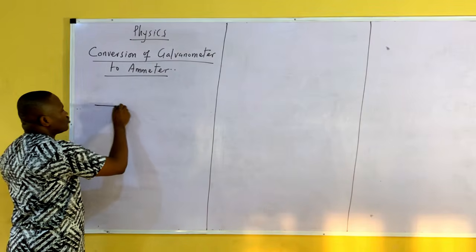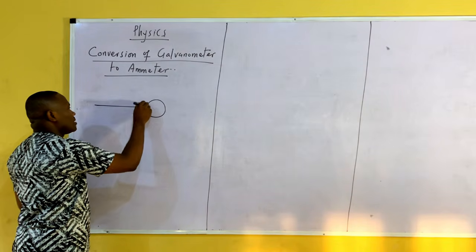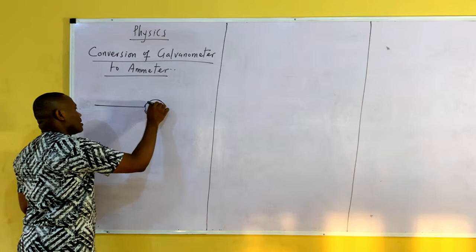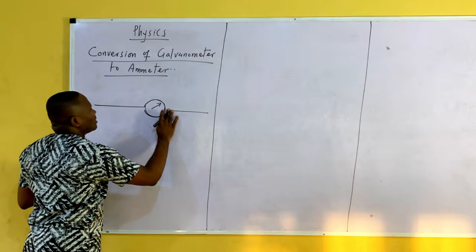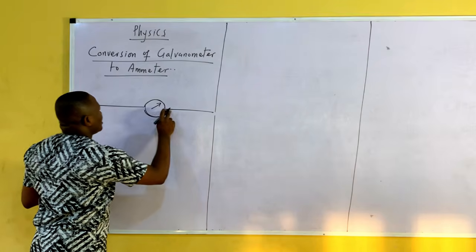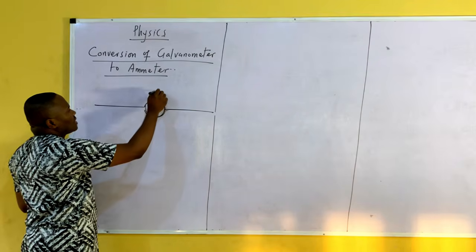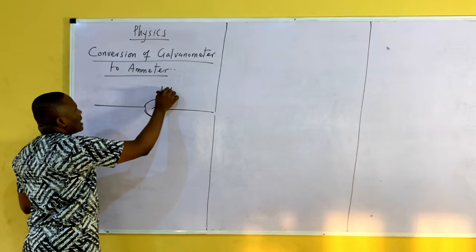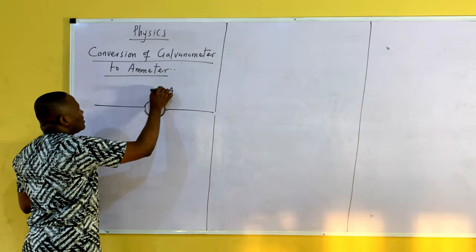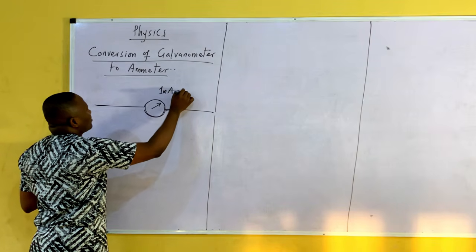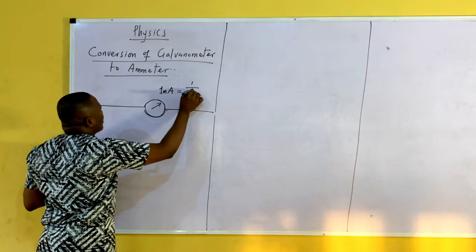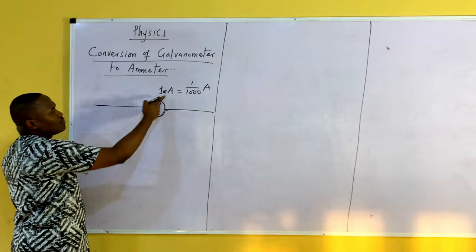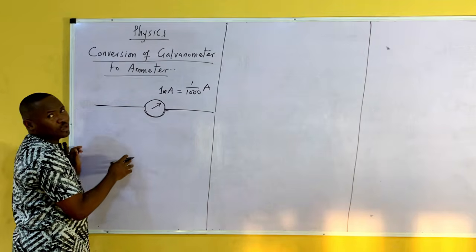Now let's assume this diagram. This is a galvanometer. Now let's assume this galvanometer is sensitive enough to read 1 milliampere. What is 1 milliampere? That's 1 over 1000 ampere. So this galvanometer can read this particular current.